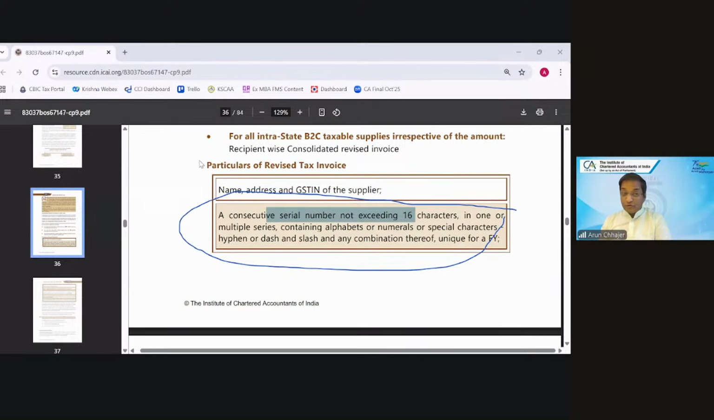Yes, absolutely correct, Yogesh. Sanjay, thank you so much. It is only required that the number should be unique for a financial year. That's it. Can 490 in the current year and 490 in the last year be okay?